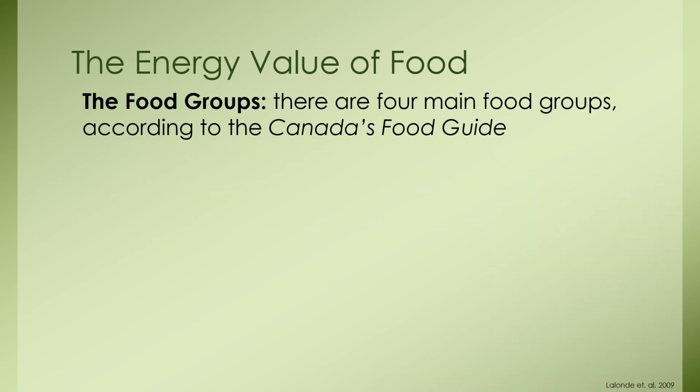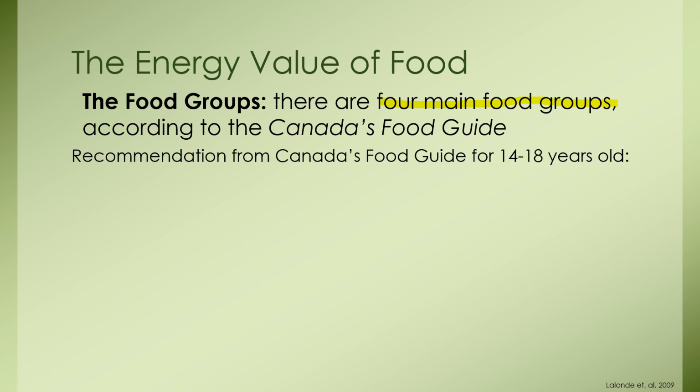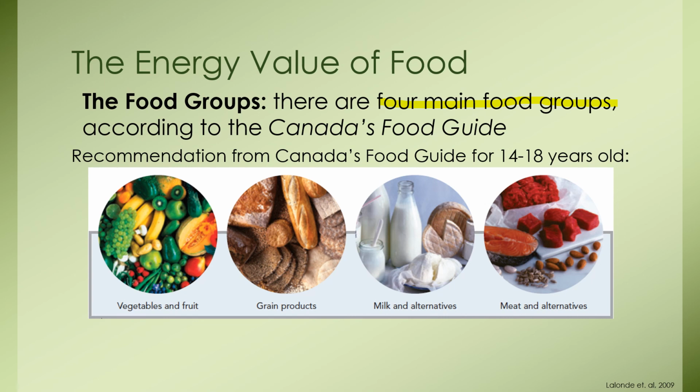According to Canada's Food Guide, they created 4 main food groups to make it easy for people to use the recommendation. Here is the recommendation for people from 14 to 18 years old. That is your age. What are the 4 categories? Vegetables and fruits, grain products, milk and alternatives, and meat and alternatives. I'm comparing female and male here, okay? Number of servings per day.